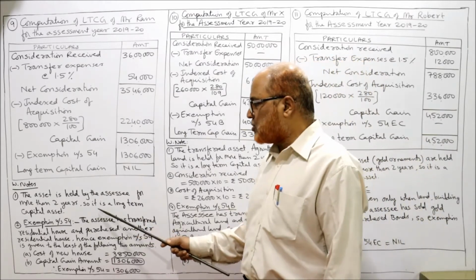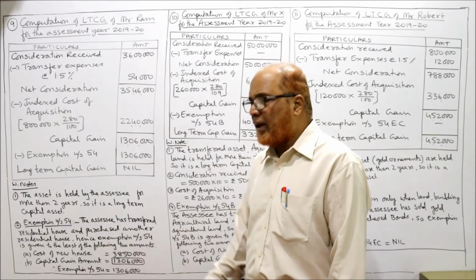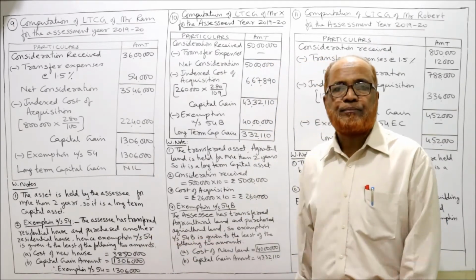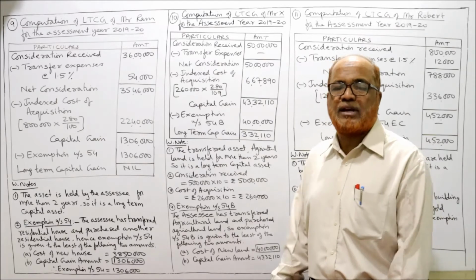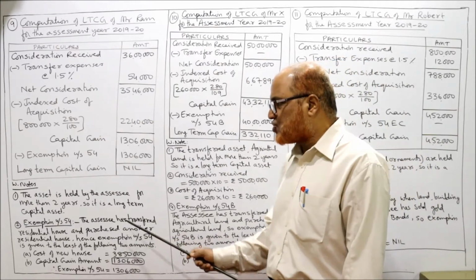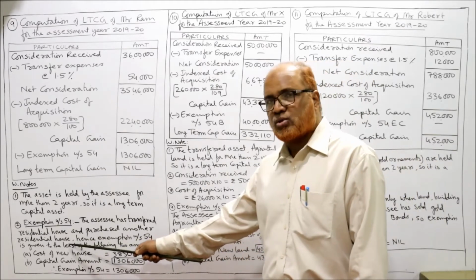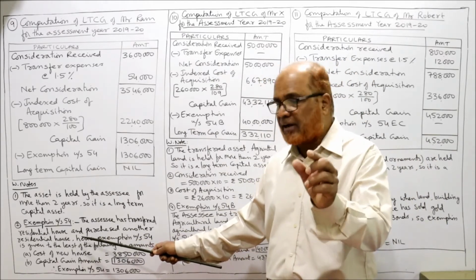So here it is more than 2 years, so it is a long-term capital asset. Now, exemption under section 54. Remember, concentrate here because this is the new point, first time we are coming across. The SSC has transferred a residential house and purchased another residential house within the stipulated period.